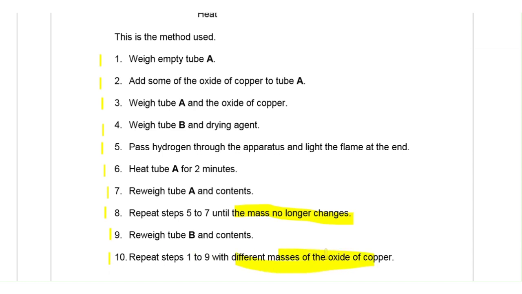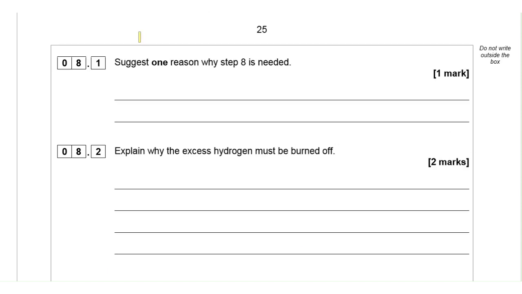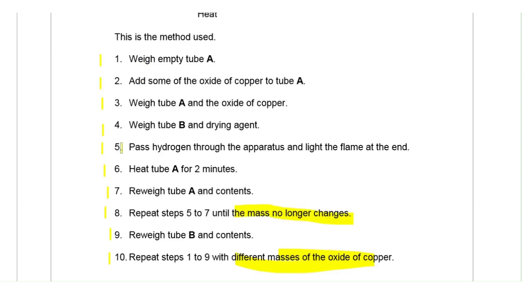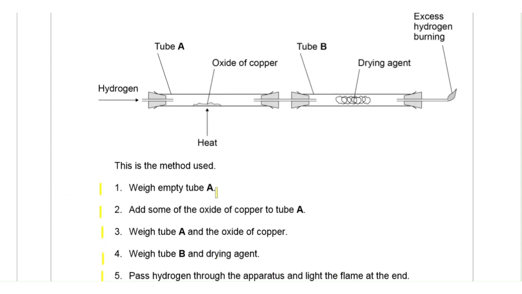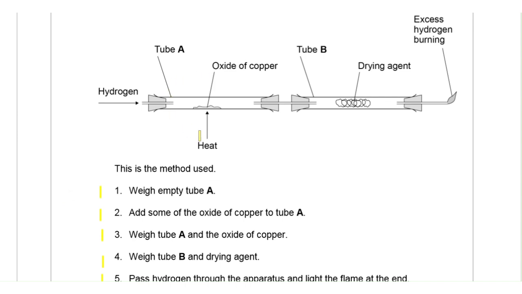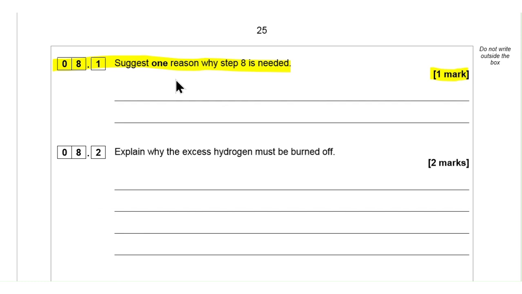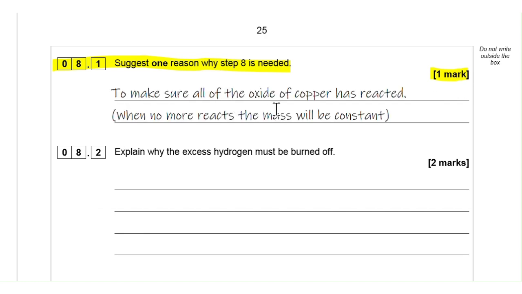8.1. Suggest one reason why step 8 is needed, and this is for 1 mark. Now if you look at step 8, it's asking you to keep weighing until the mass doesn't change anymore, and this is important because once the mass has stopped changing, the oxide has stopped reacting. So to get 1 mark for this question, you must write in the space provided to make sure all of the oxide of copper has reacted. And I've just put in brackets there, when no more reacts, the mass will be constant.